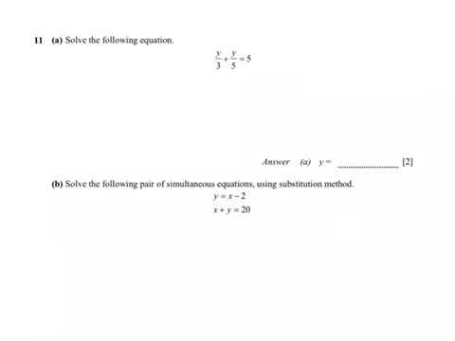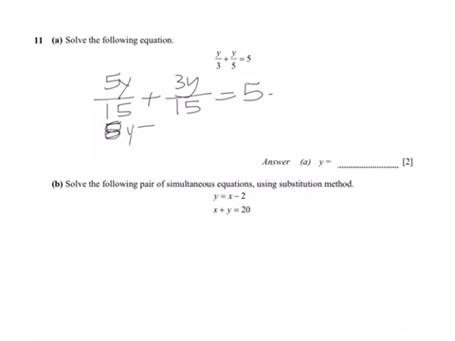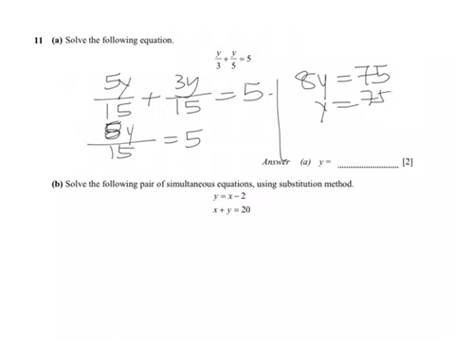Solving this one also, making the denominator the same, or the same common denominator. Okay, then we add them up. Over 15, right, equals 5. Alright, I draw a line. So 8y is 75. So y equals 75 over 8. You can write it here.